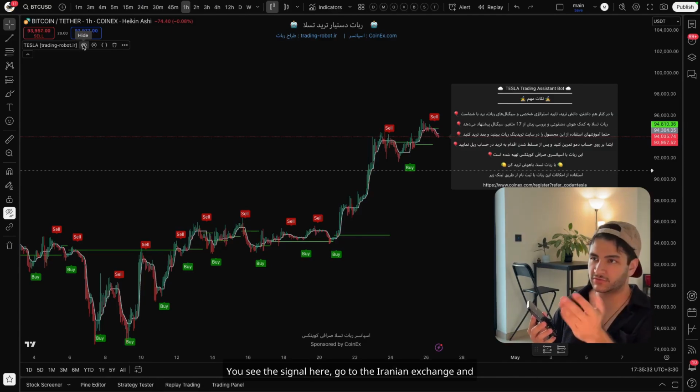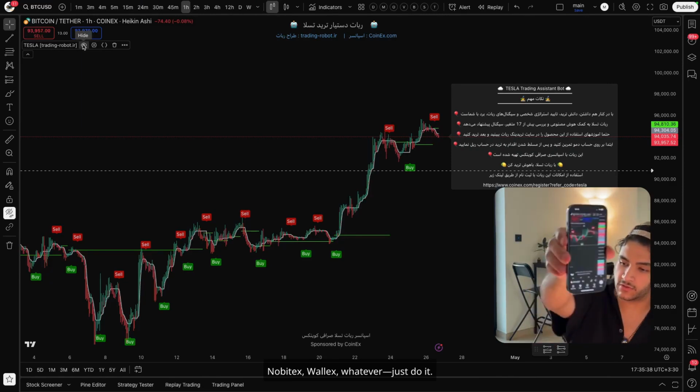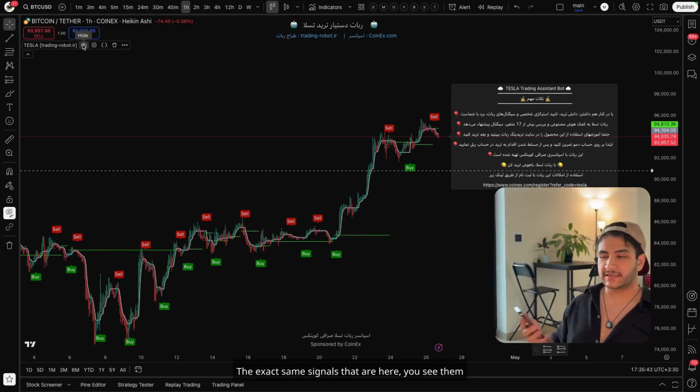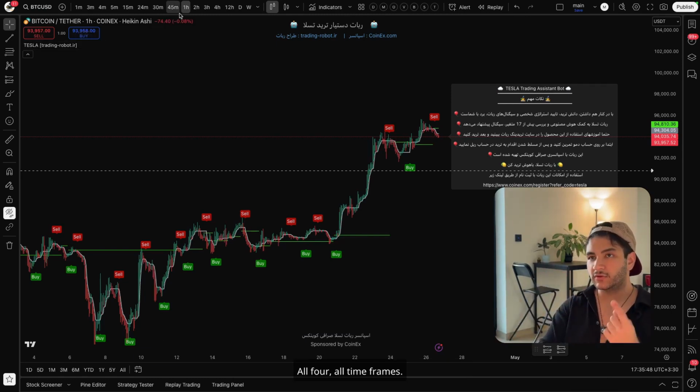It doesn't matter. You see the signal here, go to the Iranian exchange and make your trade. Nobitex, Walex, whatever, just do it. Let me show you here. Understand this. You see this on your mobile phone, the exact same signals that are here, you see them there in real time, all time frames.